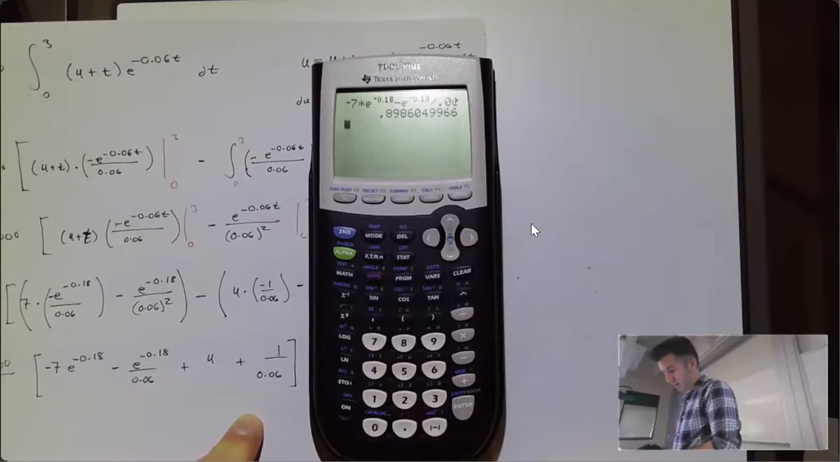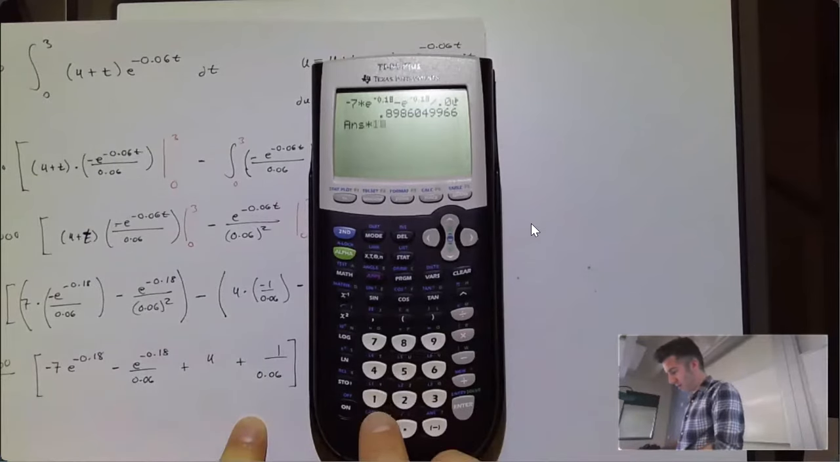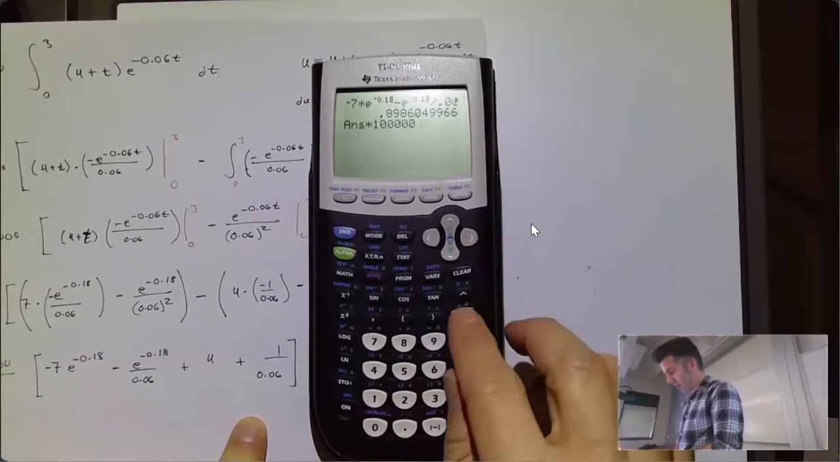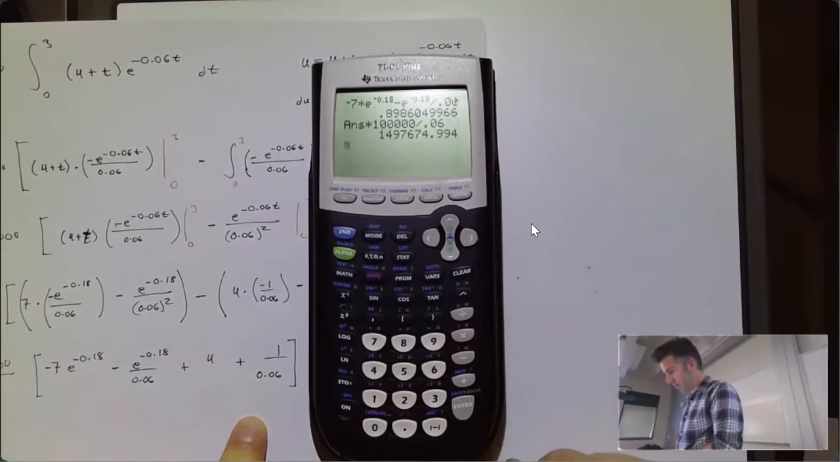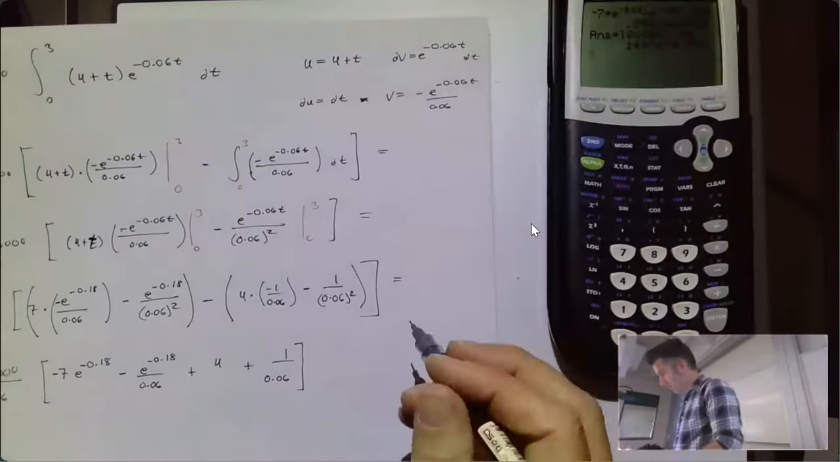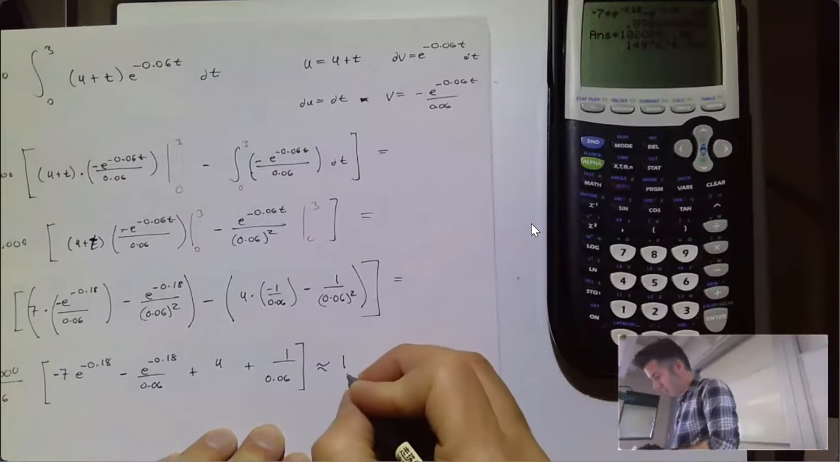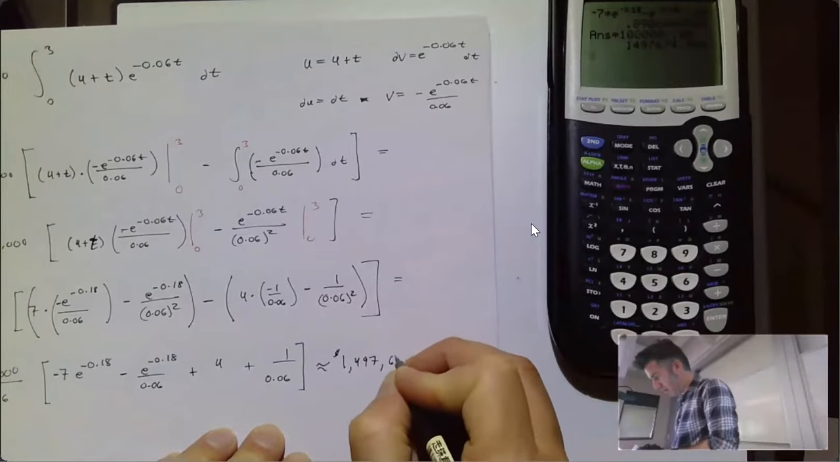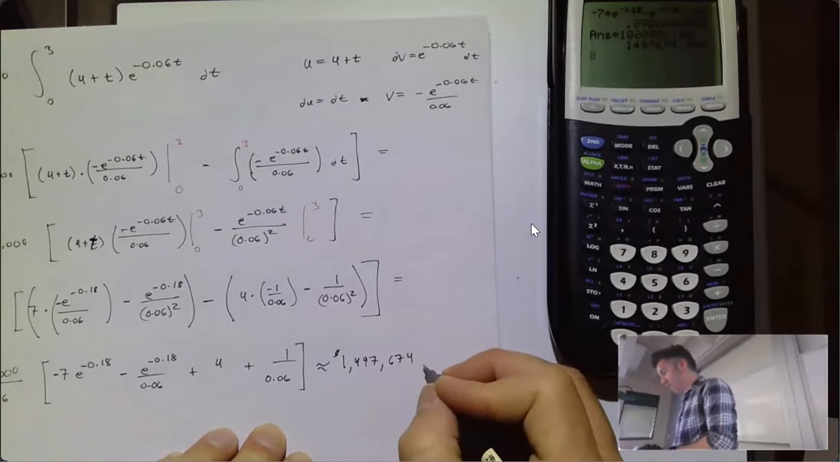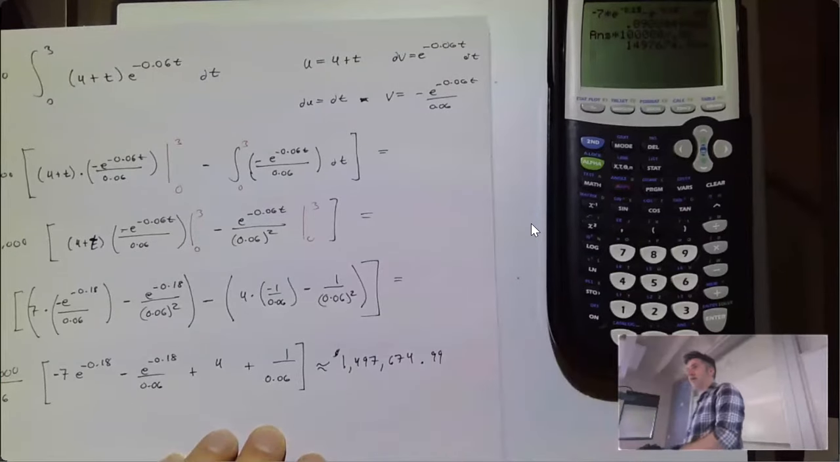Okay, that seems maybe reasonable. Let's figure out the answer. So we're going to multiply by this and divide by that, so times 100,000 divided by 0.06. Okay, so we're getting a value of $1,497,674.99. Maybe they'll round it up to the 5 there.